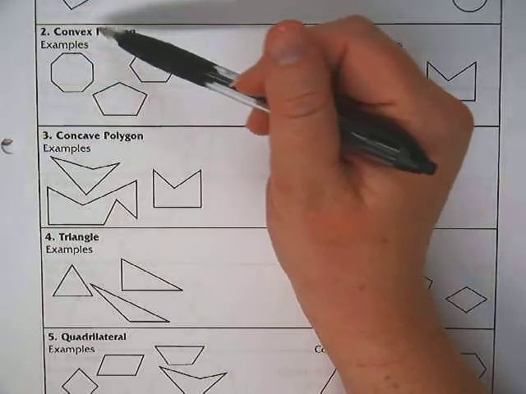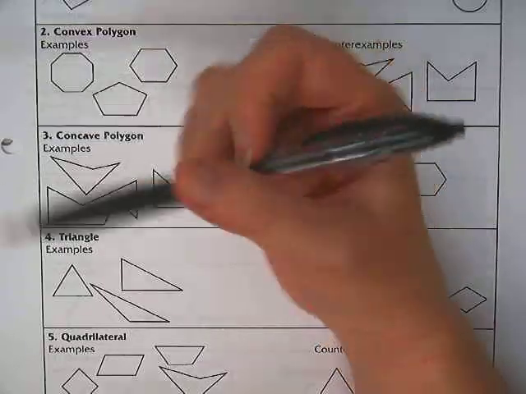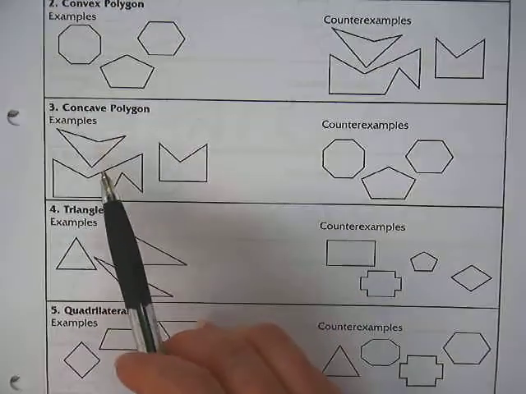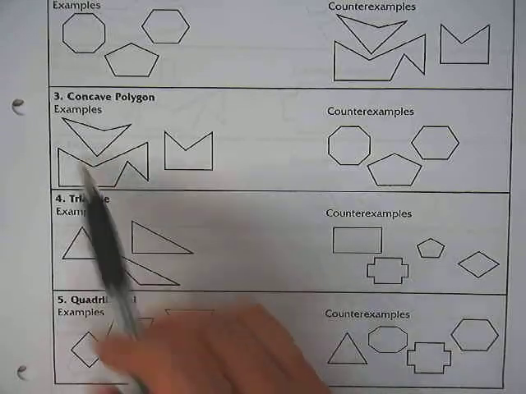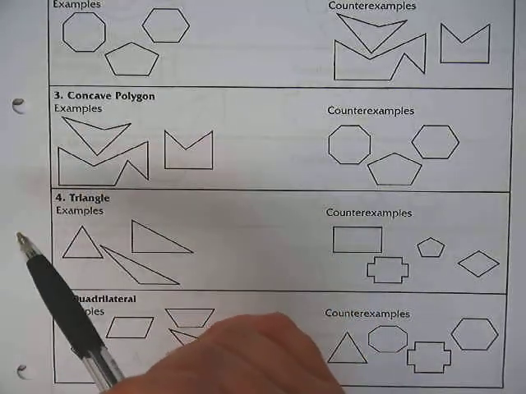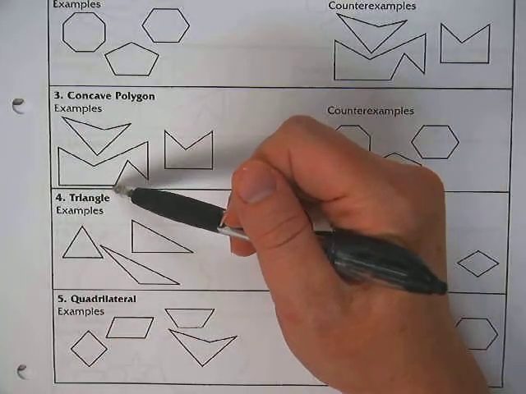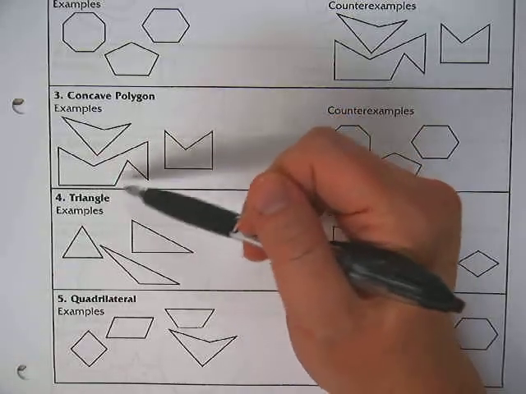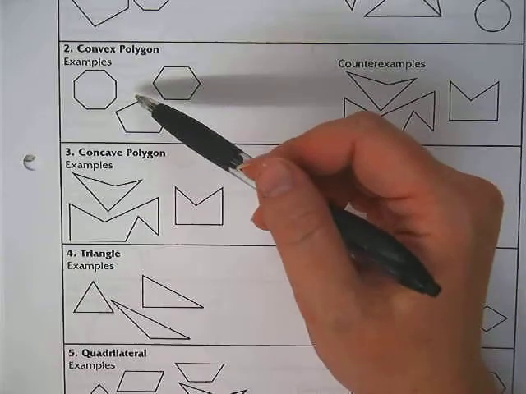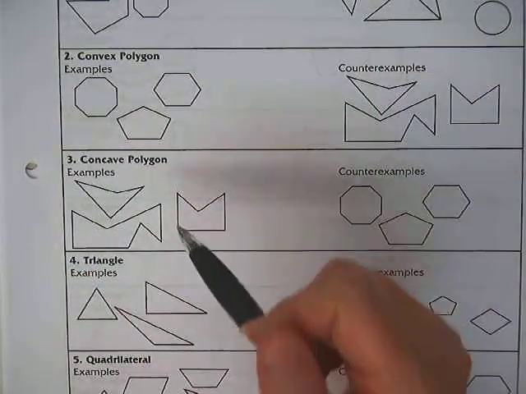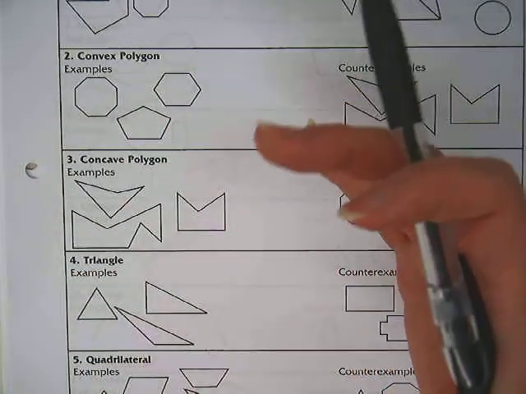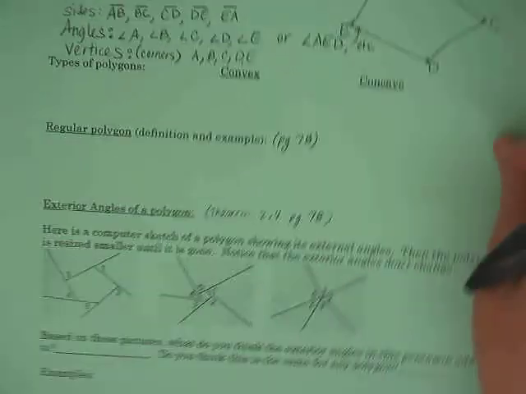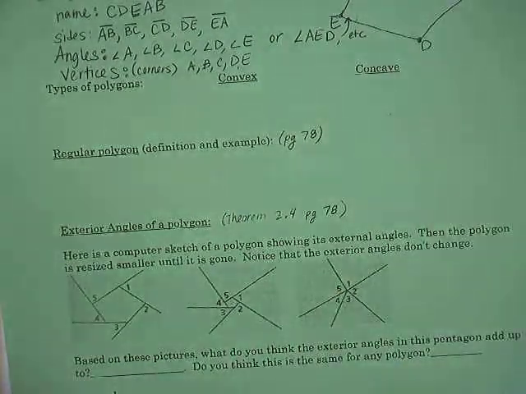A convex polygon, all of those vertices are pointing outward. Concave polygons have caves in them, is how I remember it. Because, look how this vertex points inward and creates a little cave in the polygon, right? So convex, everything's outward. Concave, you have at least one corner that's coming inward. Okay, so just quickly, make sure we've got that.